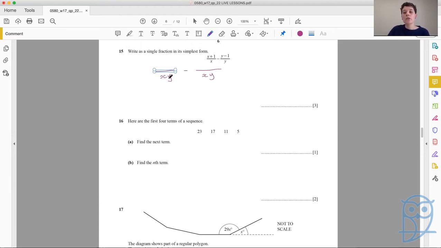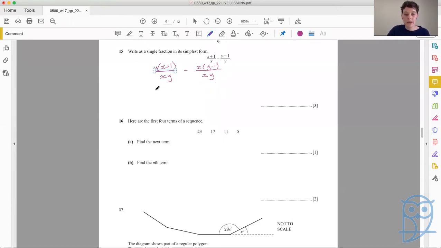So in order to make this first fraction into an xy denominator, we multiply the bottom by y. In order to keep it the same fraction, we must multiply the top by y also. So we would have y, x plus 1. The second fraction, in order to get the xy on the bottom, we had to multiply by x. So if we do it to the bottom, we must do it to the top. Y minus 1. Okay, so be very careful of that subtraction in the middle, hey? We must take it into account.